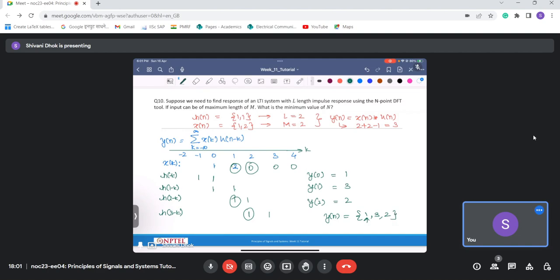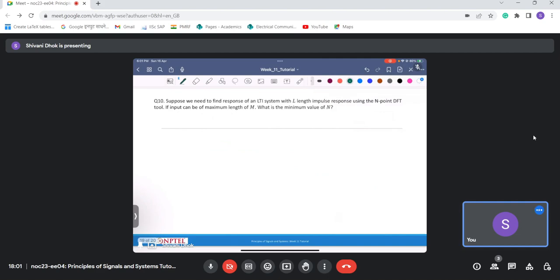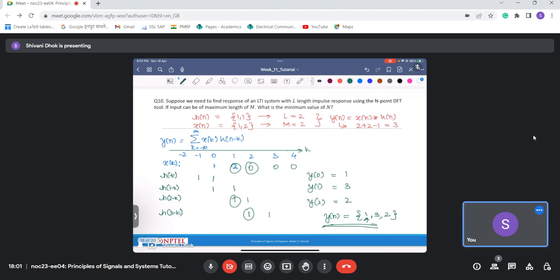Is it okay? So this was my linear convolution. This is what I want. Now let me consider two-point circular convolution, like circular convolution of this h[n], 1, 1 and x[n], 1, 2.